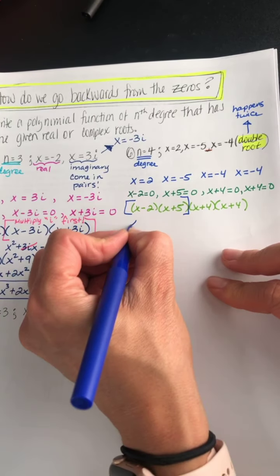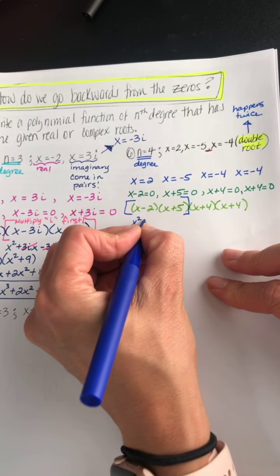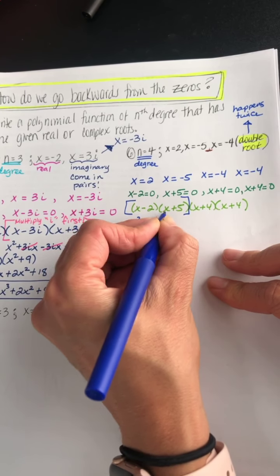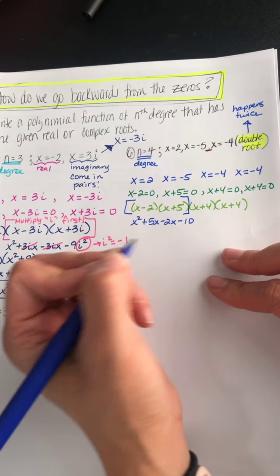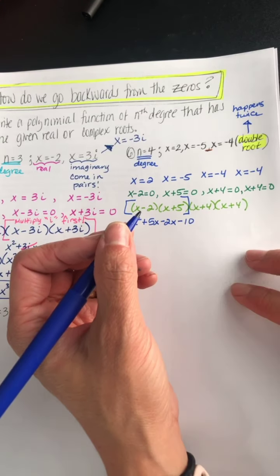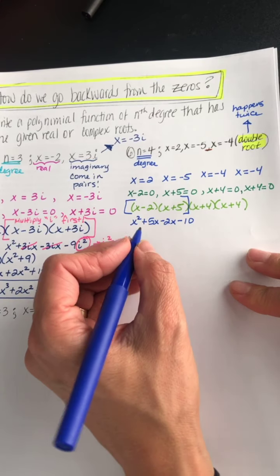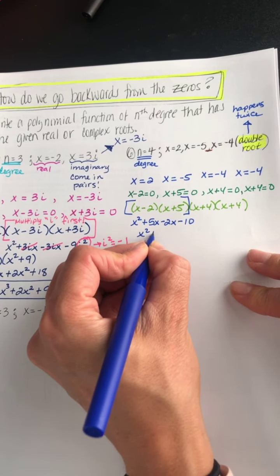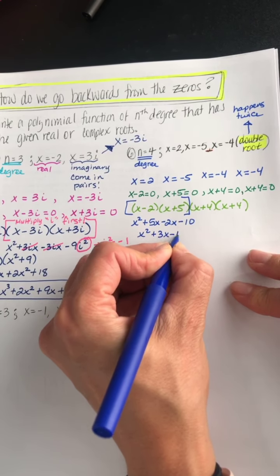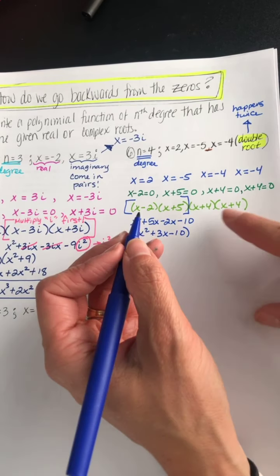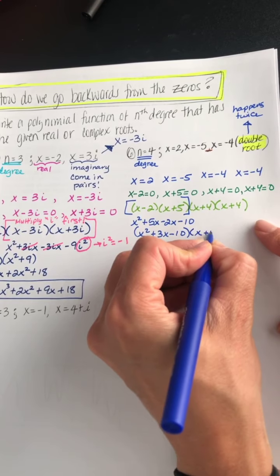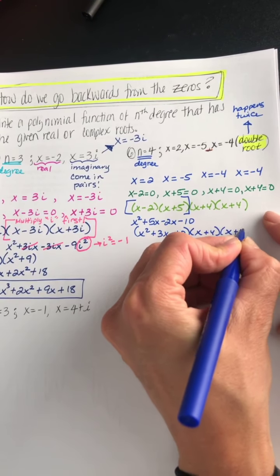X times x is x squared. X times 5 is 5x. Negative 2 times x is negative 2x. Negative 2 times 5 is negative 10. And then I clean it up first before I multiply in another one. So I will have x squared plus 3x minus 10 times x plus 4 times x plus 4.